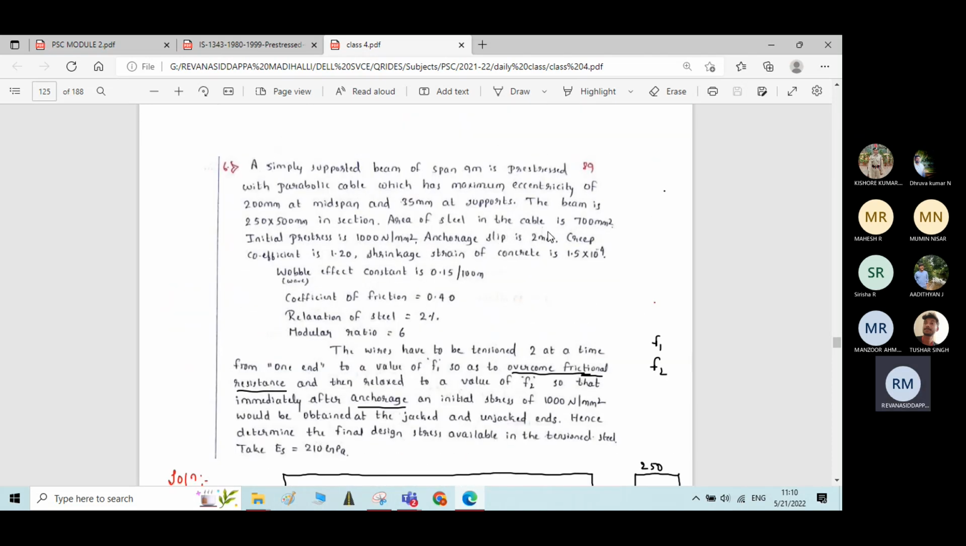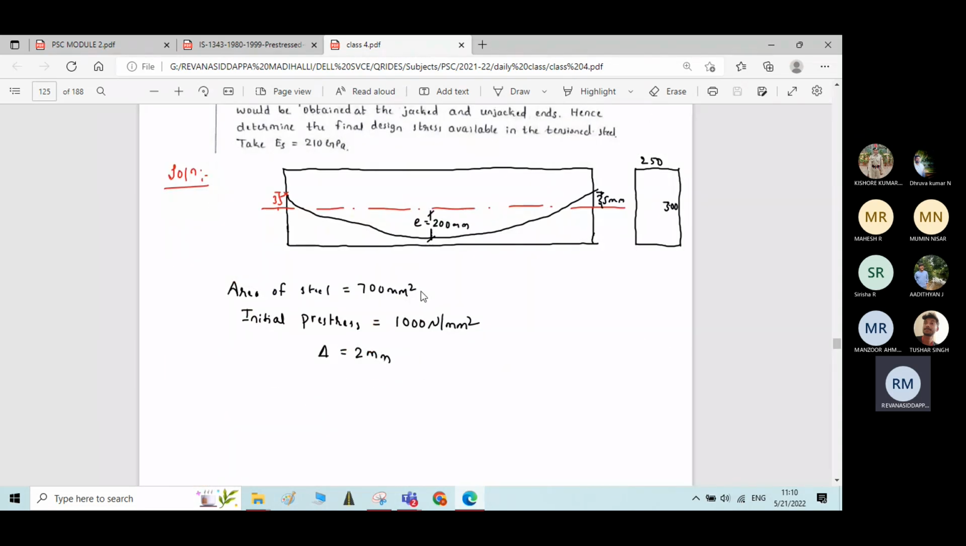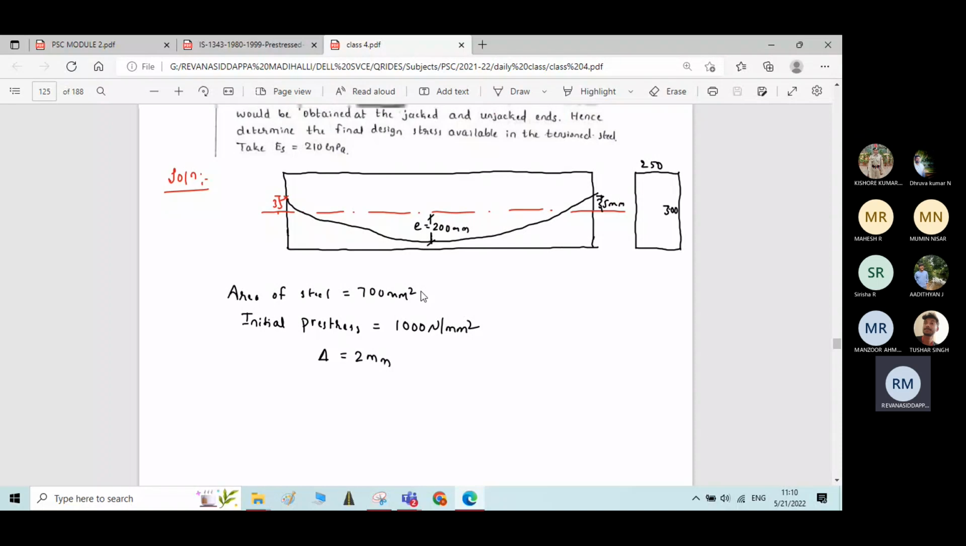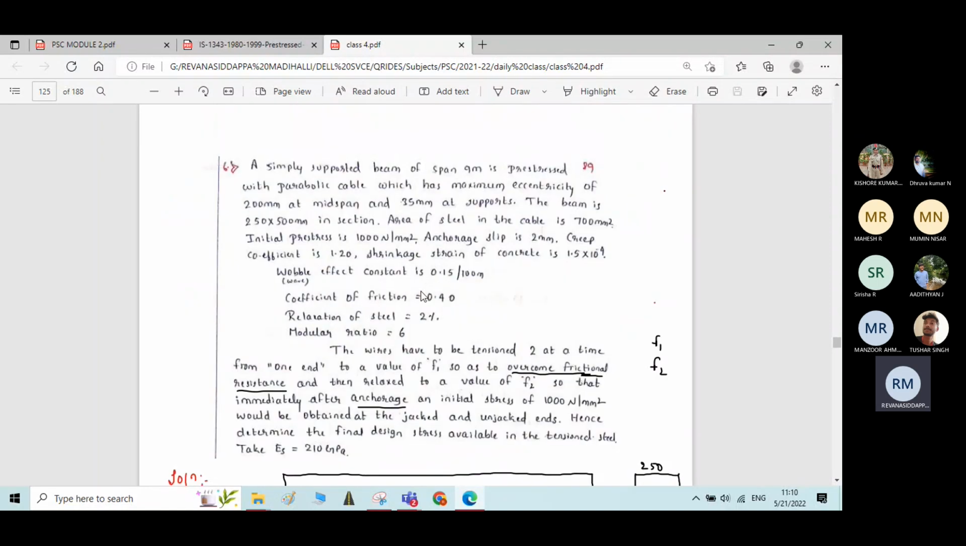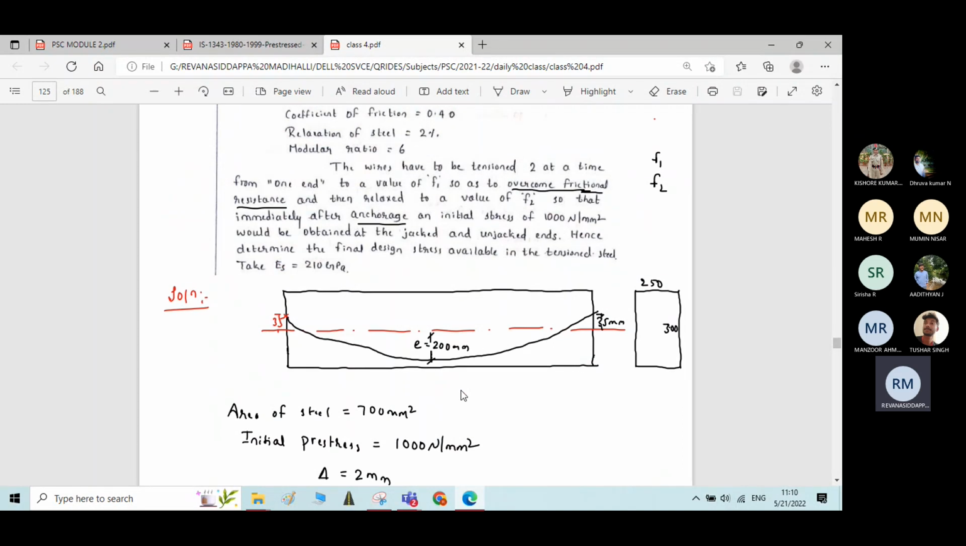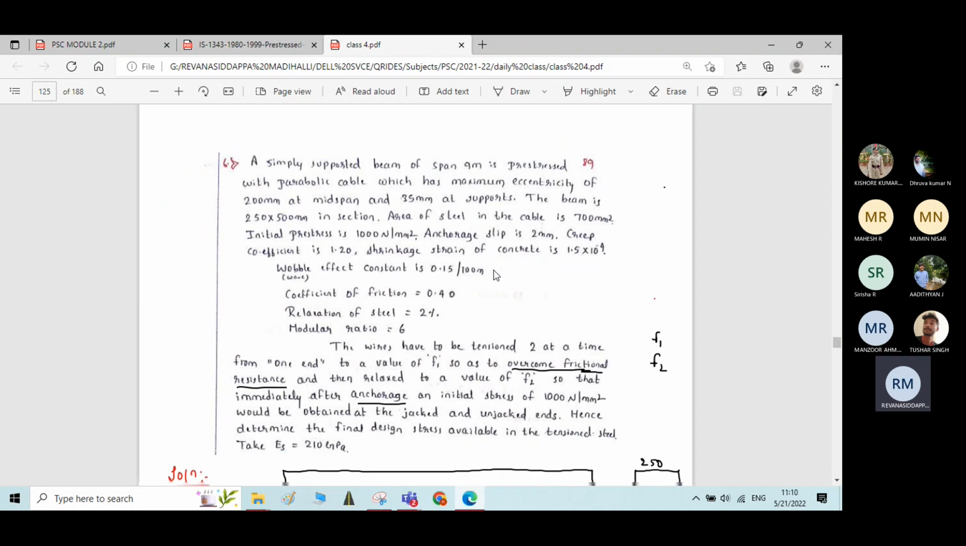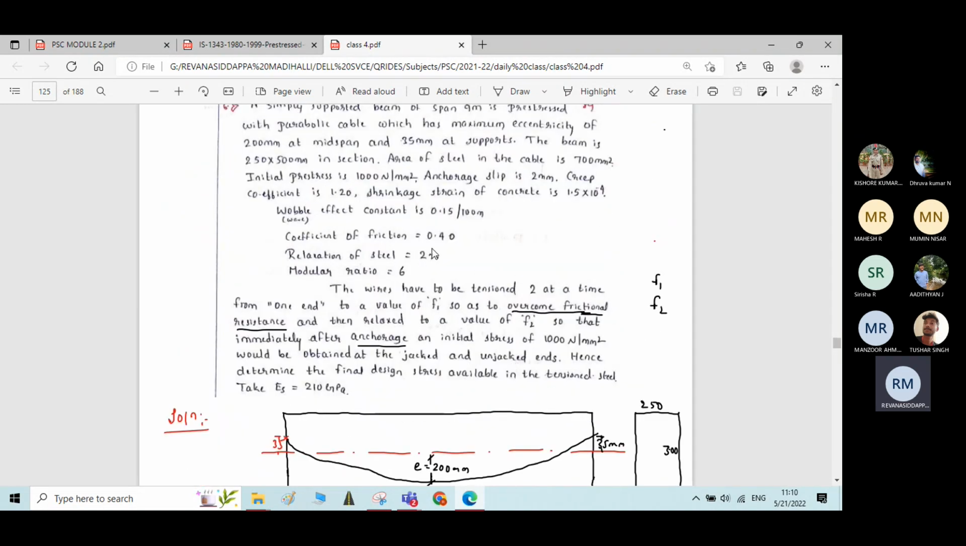Area of steel in the cable is 700 mm square. So in the given data I have written area of steel is equal to 700 mm square. Then initial pre-stress is also given. That also I have written, initial pre-stress in the cable 1000 Newton per mm square. Then average anchorage slip is 2 mm. Creep coefficient is given. Okay, shrinkage strain, coefficient of friction, all the constants required to calculate different types of losses are given.